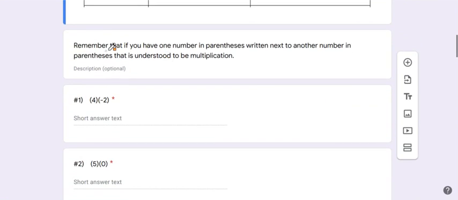Now, here's a note. Remember that if you have one number in parentheses written next to another number in parentheses, that is understood to be multiplication. Okay, so like in number 1, we have a number 4 written in parentheses right next to another number, negative 2, written in parentheses. That is understood to be multiplication. So I'm multiplying 4 times negative 2. Let me look at their signs. 4 is positive, 2 is negative. So I would say these numbers have different signs. And because they have different signs, I know my answer will have a negative sign in it. My answer will be negative, whatever 4 times 2 is. I know 4 times 2 is 8. So my answer is negative 8.